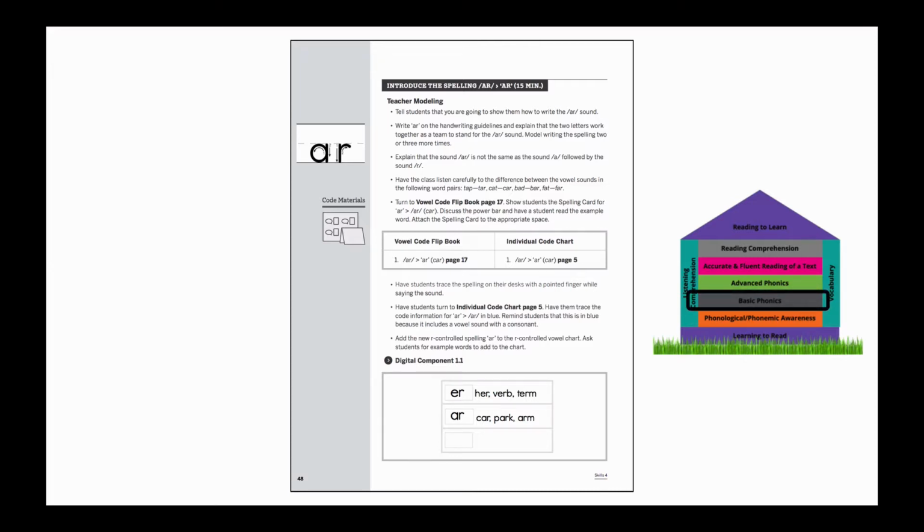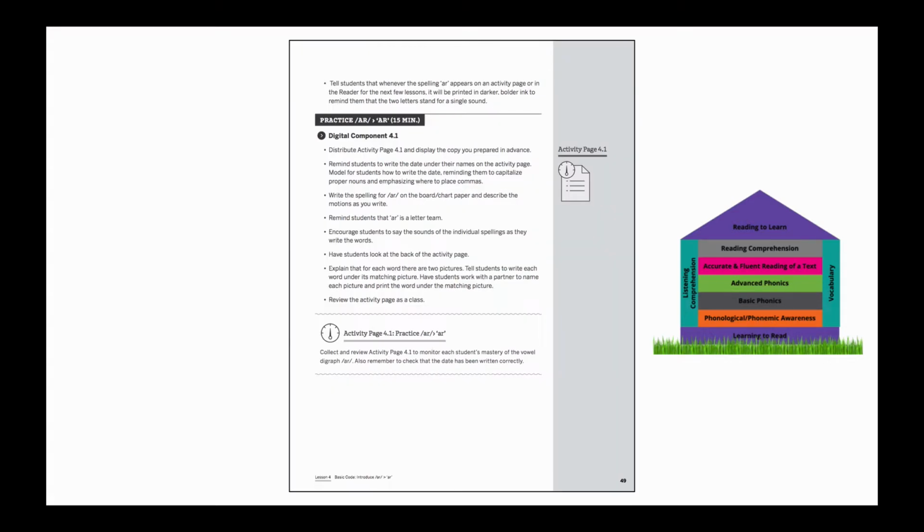This portion of the lesson develops students' phonics skills since they are attaching a sound to a spelling. The R/AR sound spelling correspondence is considered basic phonics since it is fairly common.